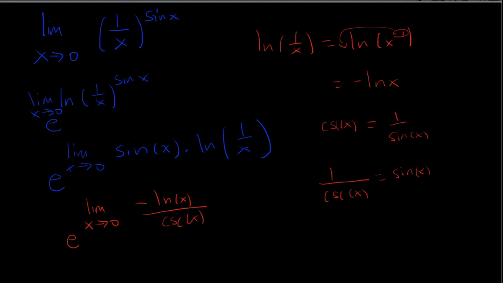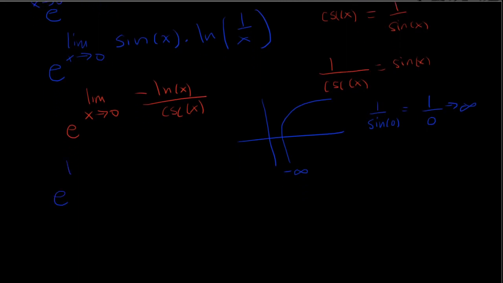Okay. And then as x approaches 0 from the right, ln goes to negative infinity. And cosecant x, well, that's 1 over sine 0, which is 1 over 0, so that goes to infinity. So we can use L'Hopital's rule because we get basically infinity over infinity.